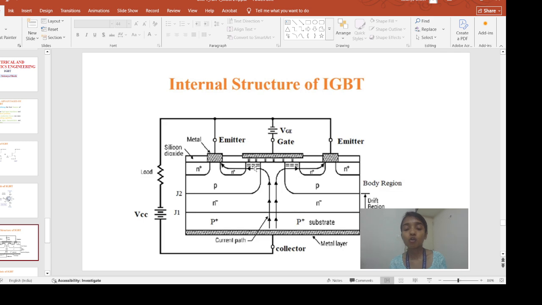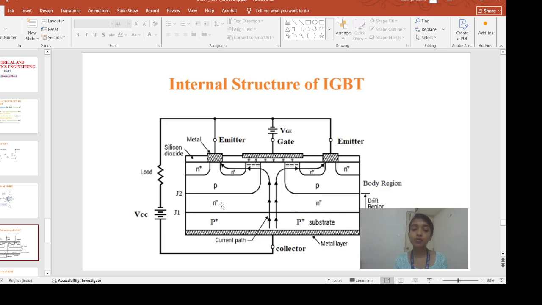Now at each junction we will have some drop or loss. At this polarity of VCC, J1 is forward biased. At forward bias, what is the voltage drop across a PN junction? If we are using a silicon diode, 0.7 volt. At this junction there is a 0.7 volt drop. Let's say it is VJ1.